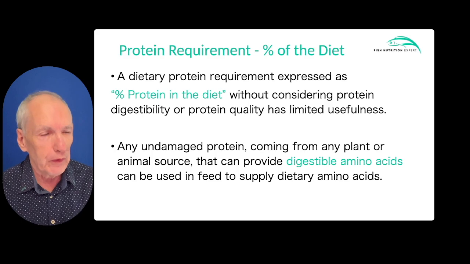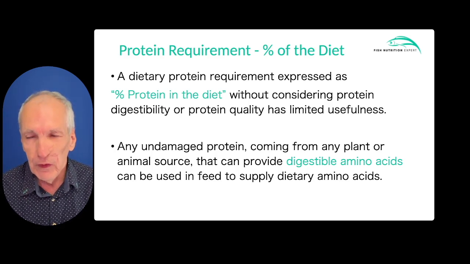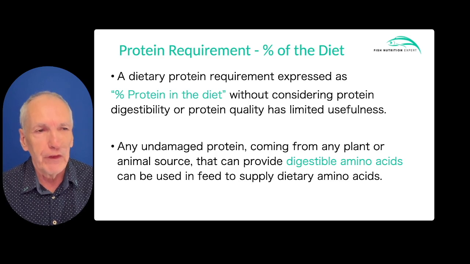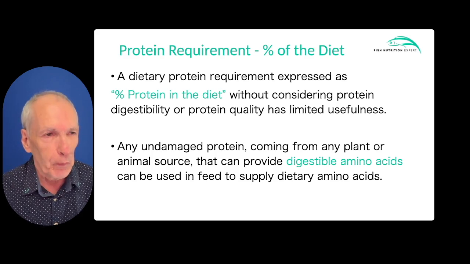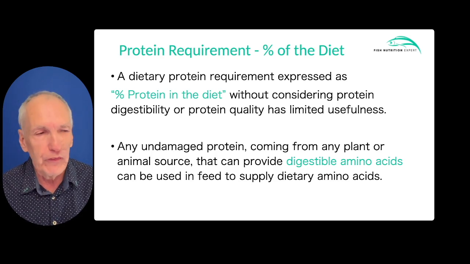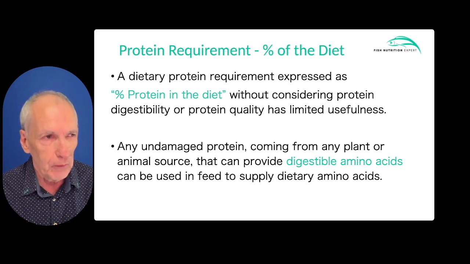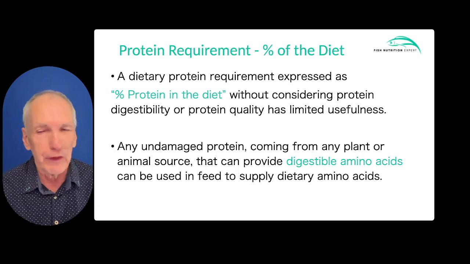Any undamaged protein, and undamaged is important to understand, coming from any plant or animal source that can provide digestible amino acids can be used in feed to supply dietary amino acids. The liver does not care where the amino acids came from. As long as the food source can be digested in part or in total, then it can supply those digestible amino acids. It is good for feed.